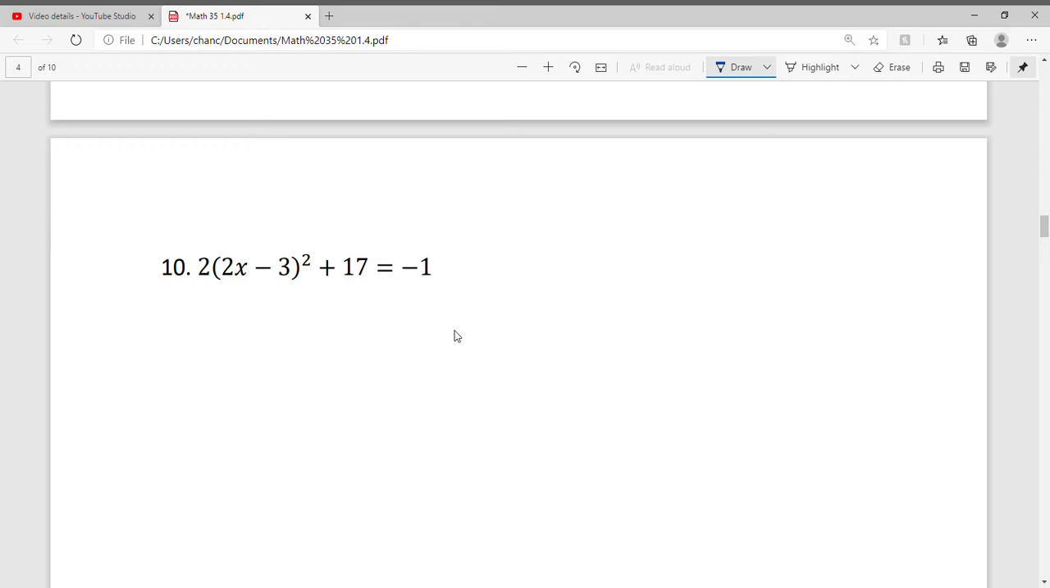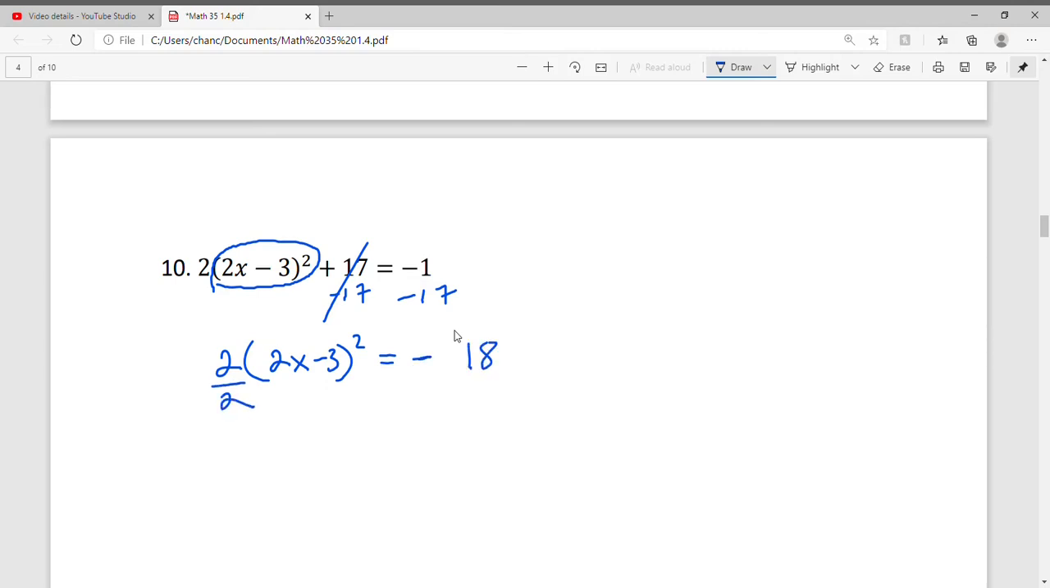For question number 10, again, don't FOIL anything out, don't distribute. The first thing I want to do is subtract the 17. I want to isolate that squared term first, so I can take the square root of both sides. We have 2 times 2x minus 3 squared equals negative 18. Then I can divide both sides by 2 to get rid of this. Don't distribute, that's going to make your life harder, and it's actually not allowed because the exponents have higher priority. But instead, it's okay to divide both sides by 2.